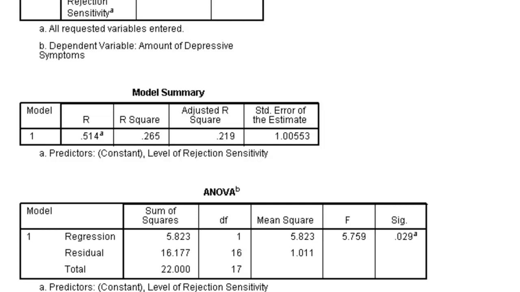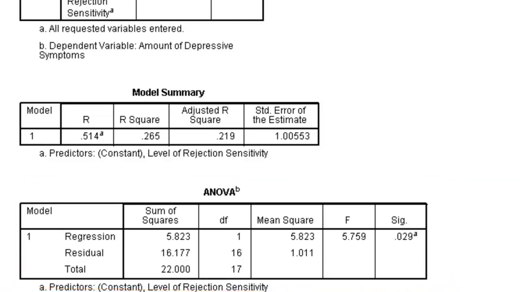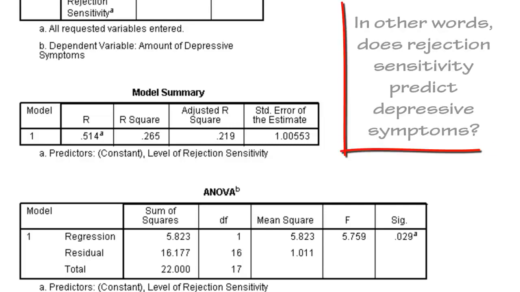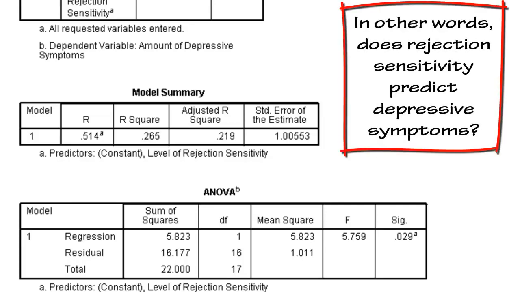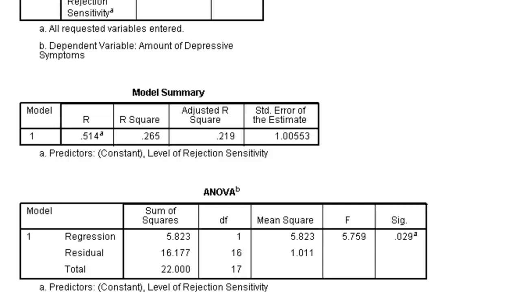The first thing we should probably look at is the ANOVA table. The ANOVA table lets us know if our model is a significant model. If the model isn't significant, nothing else matters. What it means for a model to be significant is, are the predictor variables, in this case only one variable, rejection sensitivity, a good predictor?